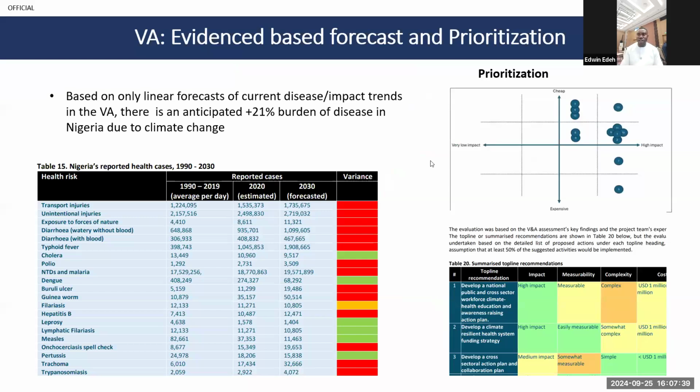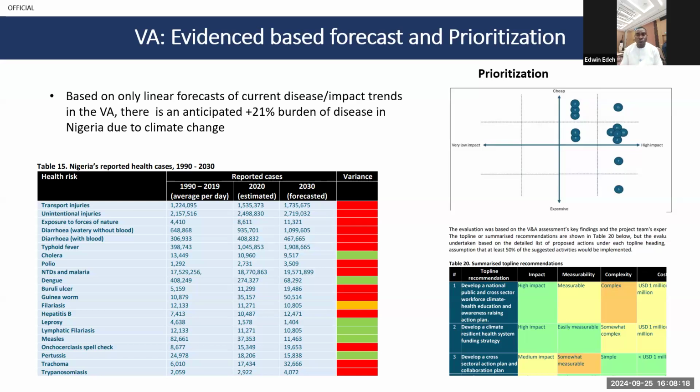So this is just a pictorial evidence of the data modeling that has been done based on the forecast and prioritization. You can see from there, based on the deterministic, probabilistic modeling that has been done, it is anticipated that 21% of the burden of diseases in Nigeria is due to climate change, and this has been supported by FCDO and also other organizations who have come in. You can also see the list of some of the reported health cases in Nigeria and how we begin to prioritize them and look at where we need to put money first.